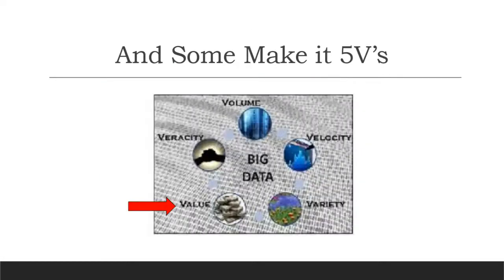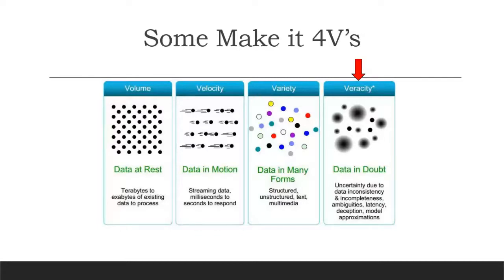Okay, so some make it 4 V's. In addition to volume, velocity, and variety, we also have veracity, which has to do with the accuracy, the goodness of the data. Some uncertainty due to data inconsistency and incompleteness, ambiguities, latency, deception, model approximations. This is what veracity is all about. So we would need to clean the data so that it is as accurate and ready for analytics.